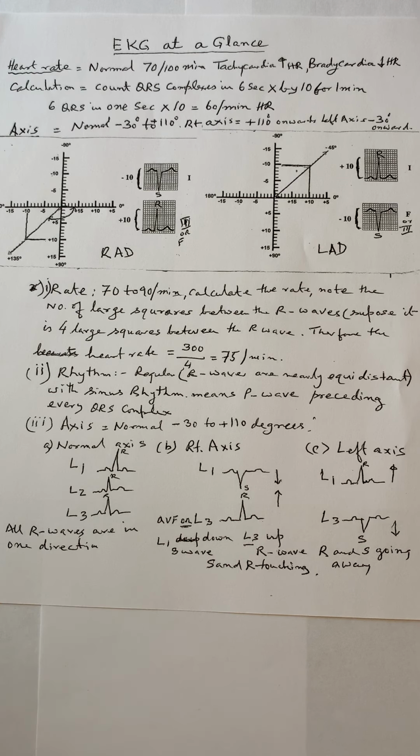And in the last diagram, which is handmade below, to find out the axis, it is simple to remember. If all R waves in lead 1, lead 2, lead 3 are going up, this is normal axis. If you find in lead 1 S is going down, R is going up, they are meeting, lead 1 and lead 3, S and R are meeting together, then that is right axis deviation. In left axis deviation, if you see R is going away, S is going away in the other direction, then we call it left axis deviation.